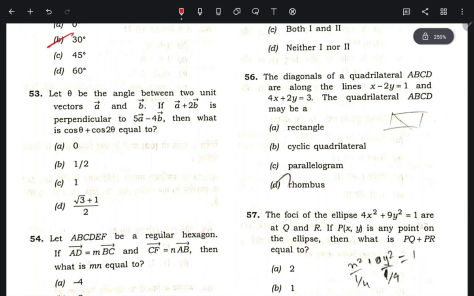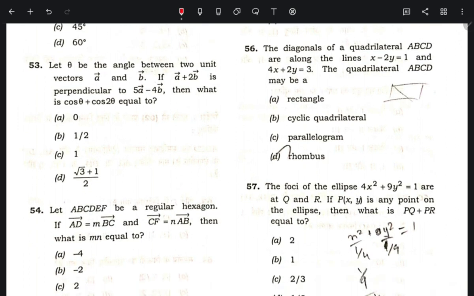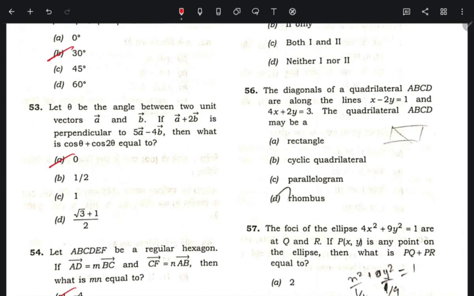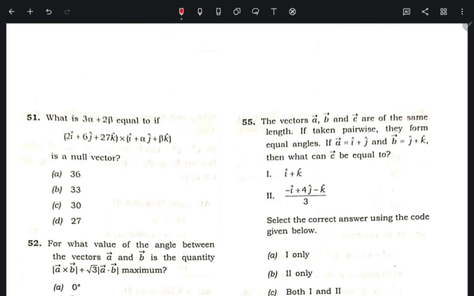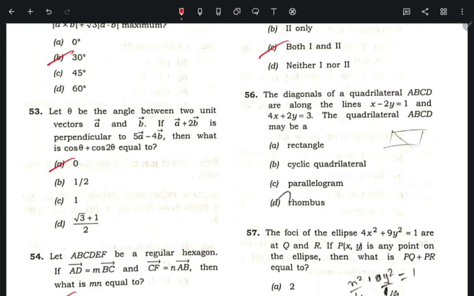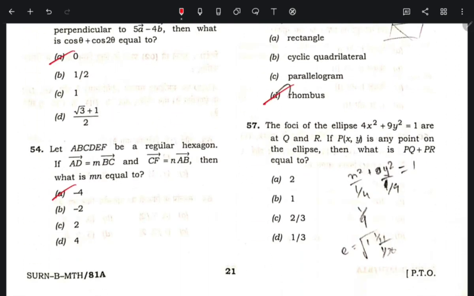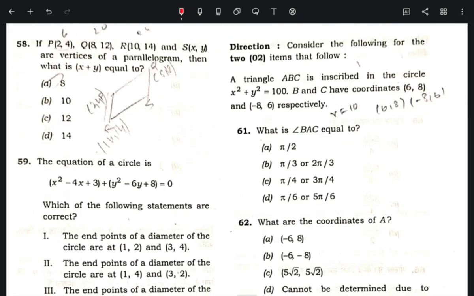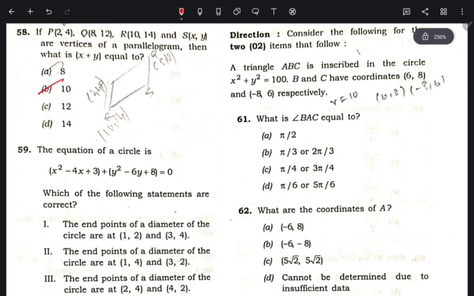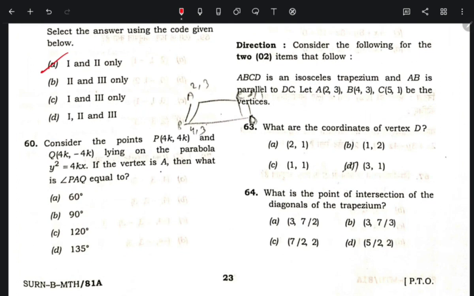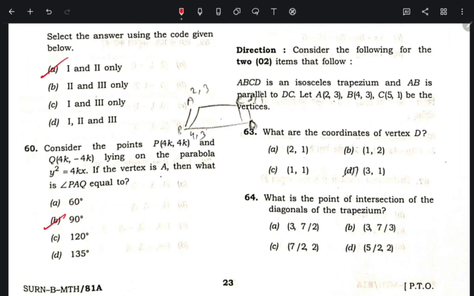So I'm just going to tell you the answers for vectors. So it will be direct formulas. 53 will be A, 54 again will be A, 55 will be C, both, and 56 is a rhombus, D. 57, get B, 1. 58 will be B. At 59 you'll get A. 60 will be B.